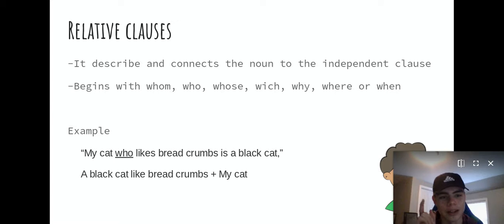In this sentence, we are connecting the noun, which is my cat, who is the relative clause, and likes breadcrumbs. Is a black cat is an independent clause. It may sound weird, but you could rearrange the independent clause so that it could be alone. It's just for our sake, we rearranged it.